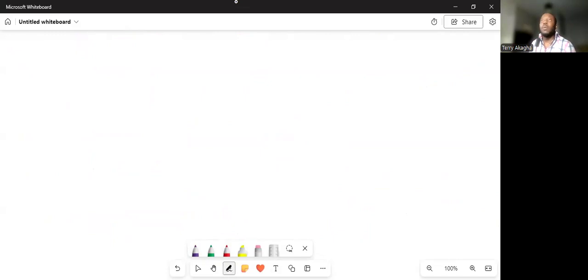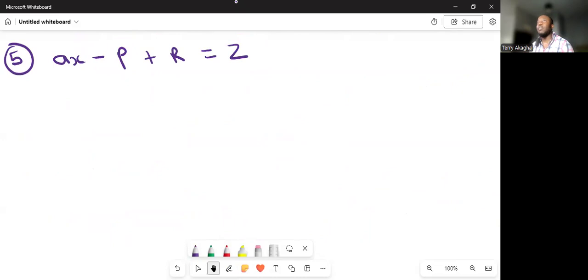So let's assume we have number 5 now. We have ax minus p plus r is equal to z. All right. So the same thing. I want to get rid of the p's first. So I'm going to add p because this is minus p. I'm going to add p to get rid of it. So it's going to become ax minus p plus p.